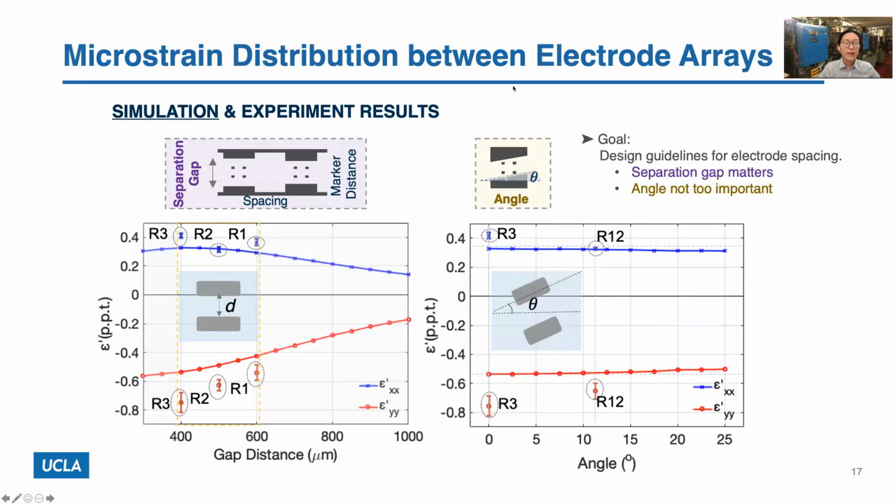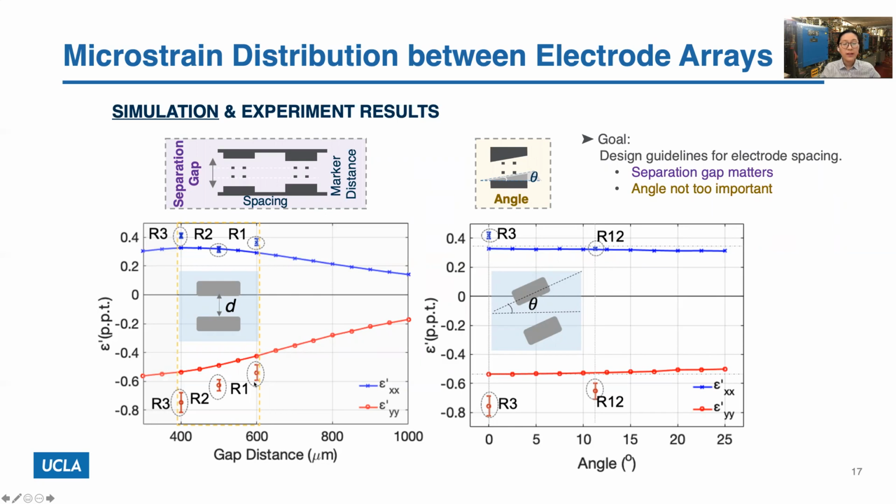Okay. Well, the next part is to examine how the separation distance between the electrode arrays and also the angle of placement would affect the microstrain distribution. So here we show both the simulation results and experimental results. Simulations are those dotted lines, and the experimental results are those dots, with regions R3, R2, R1 marked here with a circle and arrow bar.